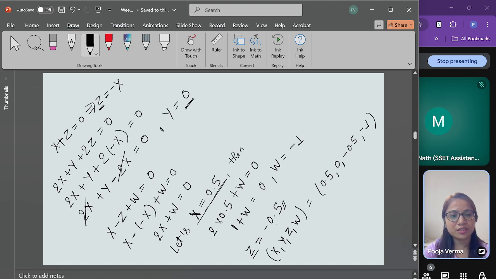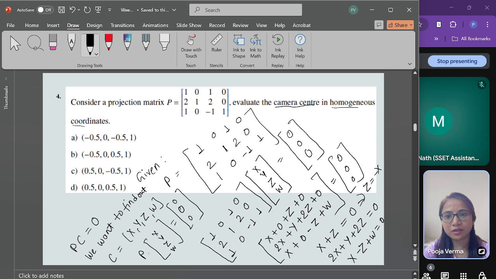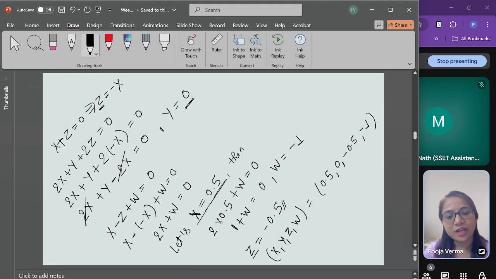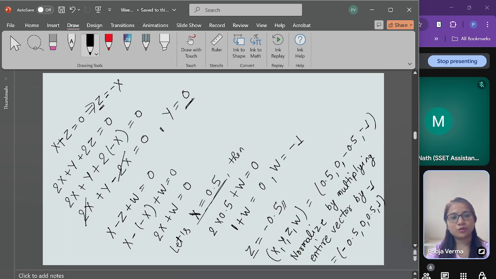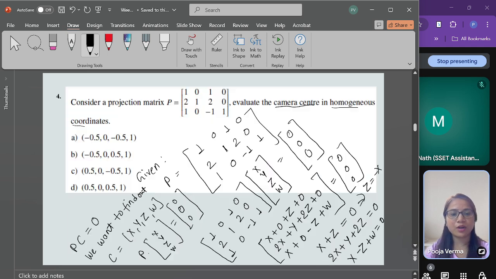So first you need to go and check the options to see whether there is any matching option. Otherwise, we have to normalize these values by multiplying the entire vector by minus 1. So what values will we get? Minus 0.5, 0, 0.5 and 1. You just get the inverse values. Now if you match that, you will get option B. The correct answer is B. It is matching with option B.